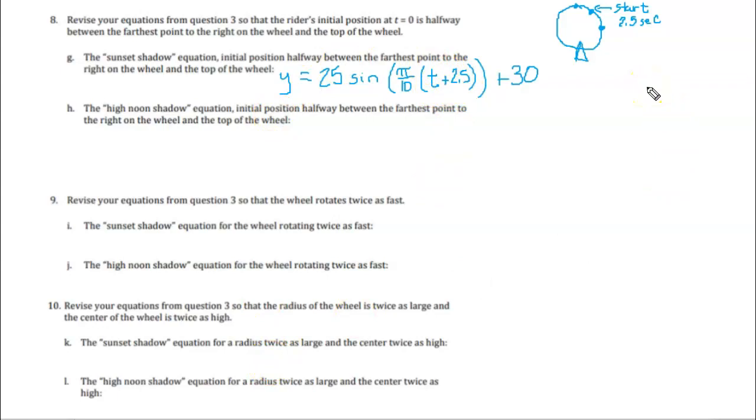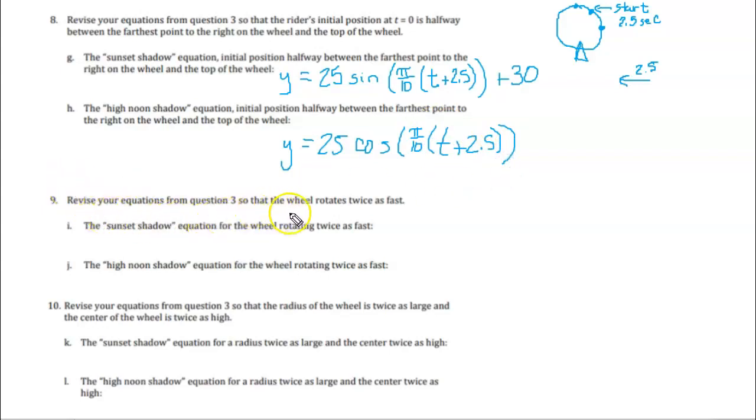Again, we're shifting that graph left 2.5 seconds. When we do it with our cosine graph, it will also be shifted by 2.5 seconds.